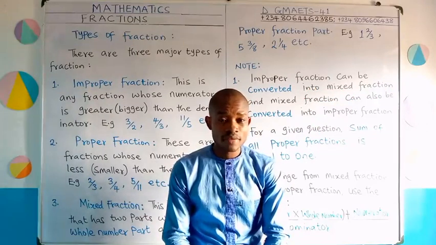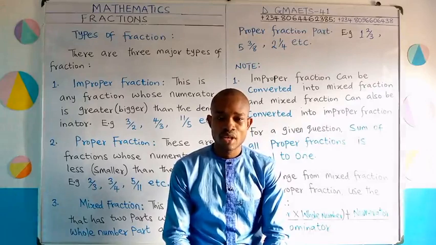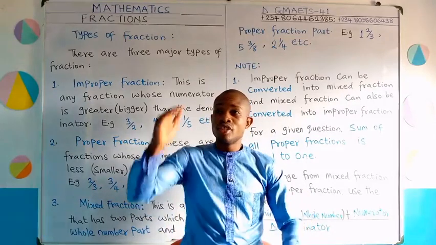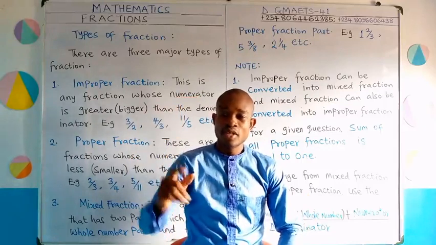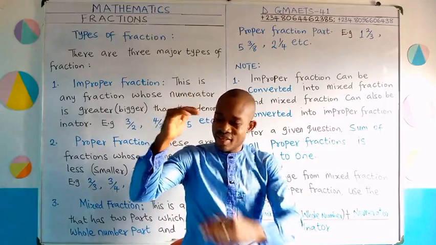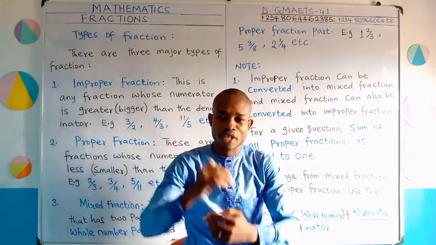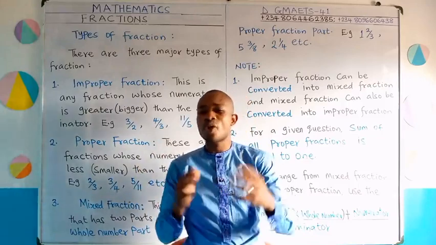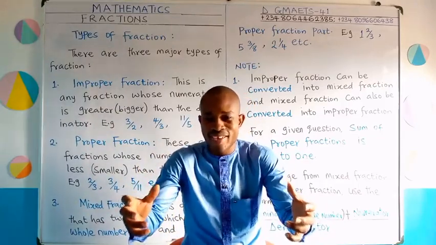Let us now explain each of them. We'll be starting with improper fraction. What fraction is called improper fraction? A fraction in which the numerator is greater than the denominator. The numerator is bigger than the denominator. Such a fraction is called improper fraction. The word improper means something that is not right. It's not supposed to be that way.